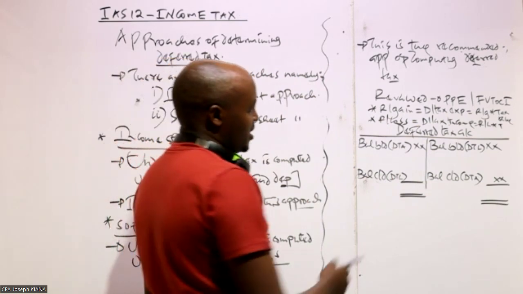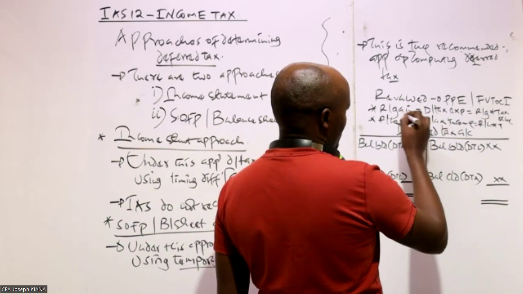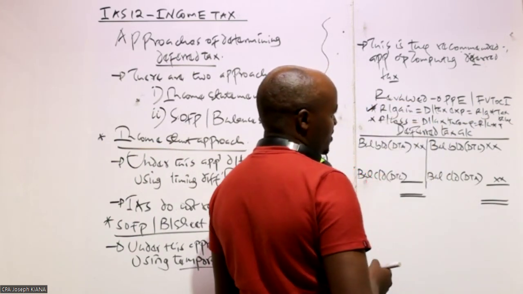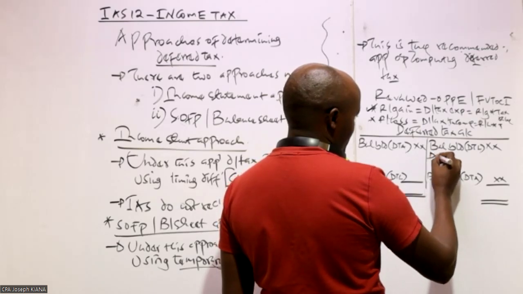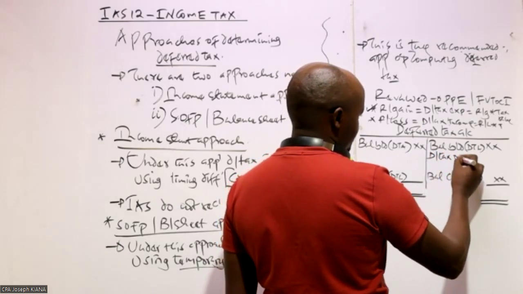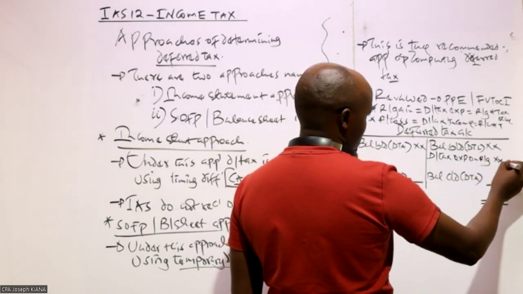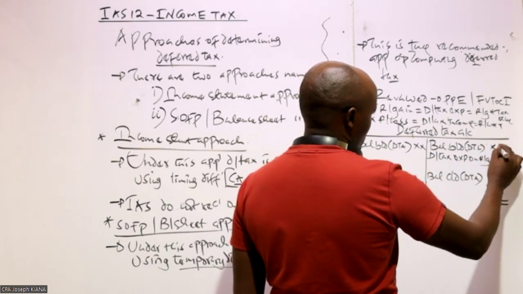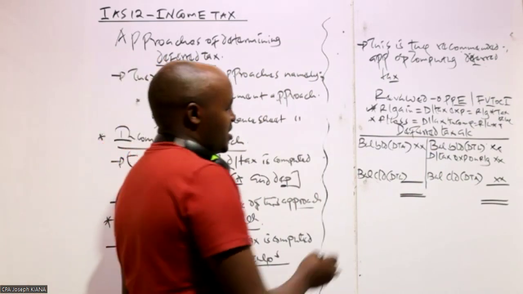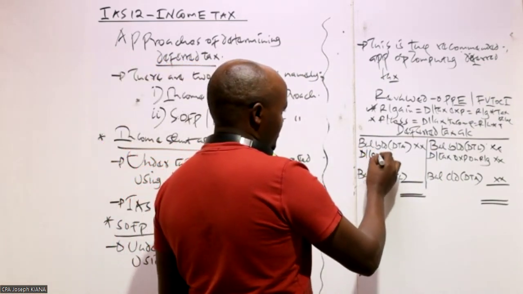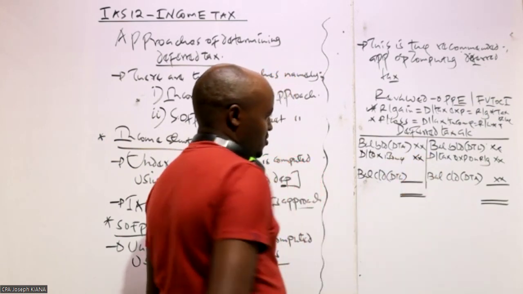So any deferred tax expense on revaluation gain of either property, plant and equipment or financial asset at fair value through other comprehensive income, and any deferred tax income on revaluation loss, we debit it here.